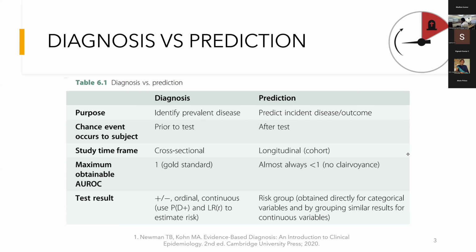The study time frame is usually cross-sectional in the case of a diagnostic study, whereas a prediction study is a longitudinal study. The test result can be given as a positive or negative outcome or as a continuous outcome with regard to a diagnostic test, whereas in the case of prediction models, the outcome is usually given in terms of a risk group: low risk, moderate risk, or high risk.